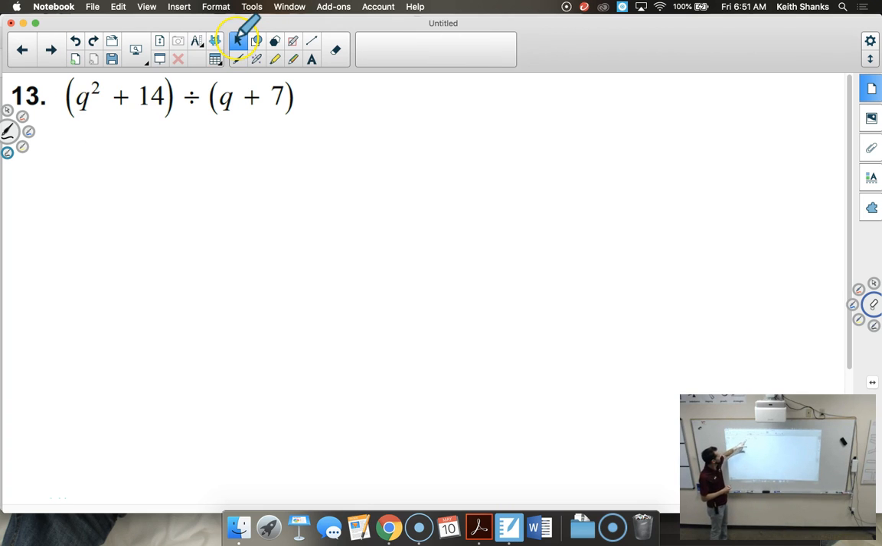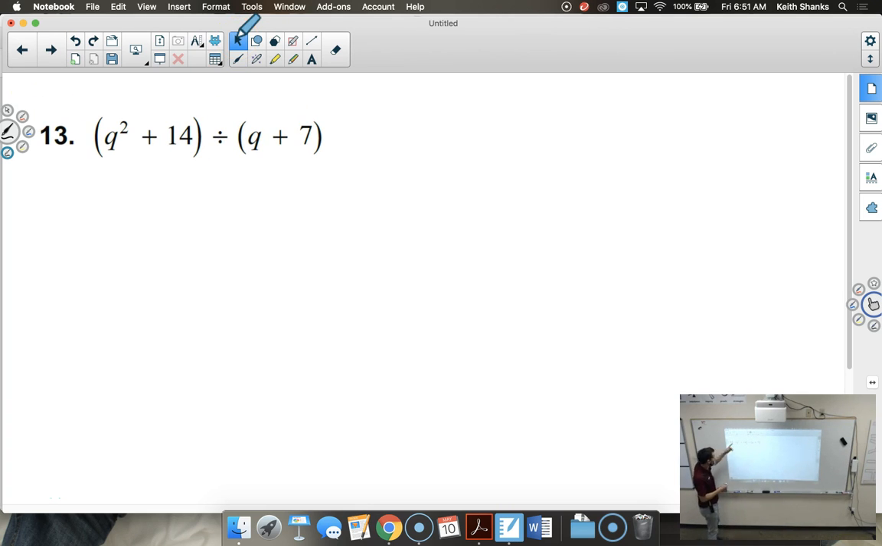This one is not that way. I look at it really quick and I'm like, 14, man, that's not a perfect square, as much as I might want it to be. So on this one, I would have to do some long division.